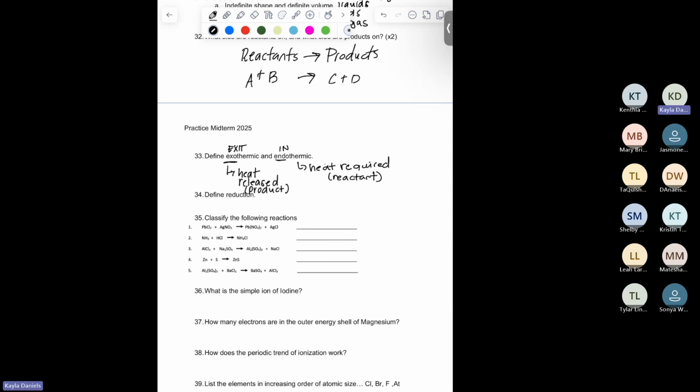Okay, oxidation and reduction. I said we just need to know the definitions. I honed in on reduction here, so that must be the one on the test. Reduction is gaining electrons, which is the opposite of what the word sounds like. Reduction is gaining.